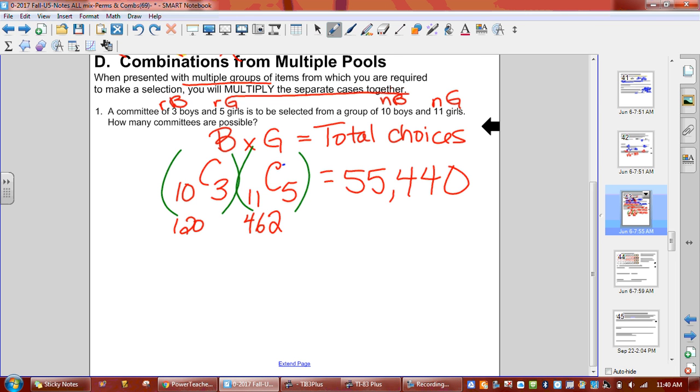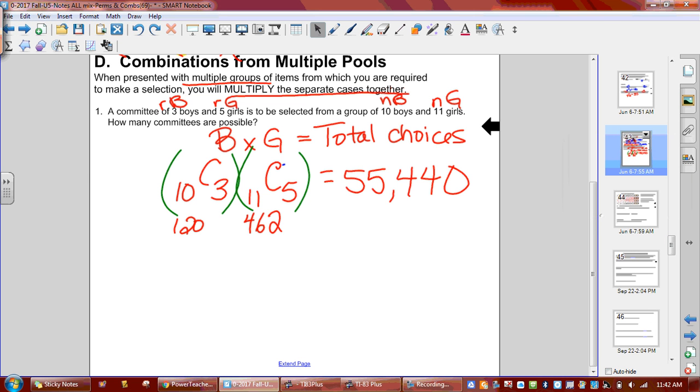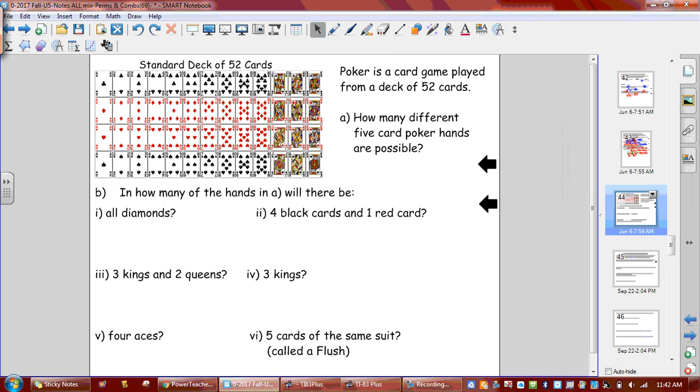Okay. Next example. So these are the ones where we have multiple pools. This one says, we're talking about poker. Again, this is a situation where they're going to tell you or show you what a deck of cards looks like and the number of cards you have. Poker is a game played from a deck of 52. How many different 5-card poker hands are possible?